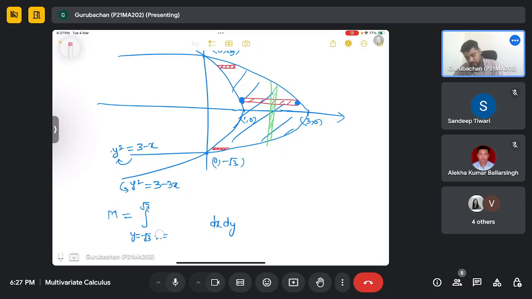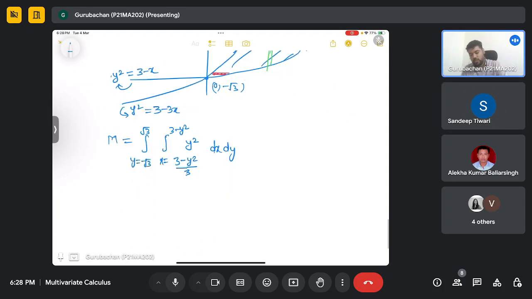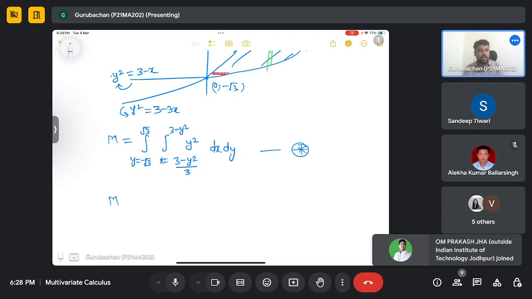And what are the limits for x? The limits for x are from 3 minus y square divided by 3, this is the lower curve, am I right? Now, what about the other curve? 3 minus y square. And what is the density function? Okay. So this is one way to find the mass with this order of integration, suppose I call it star. Now the other way is to change the order of integration.